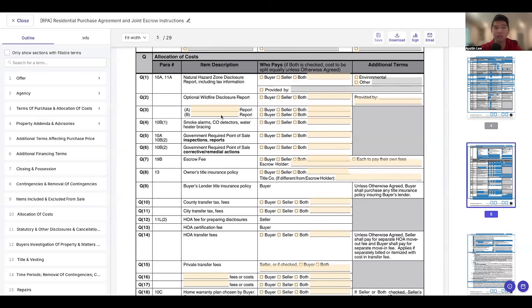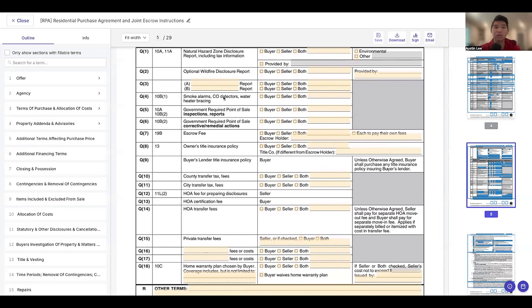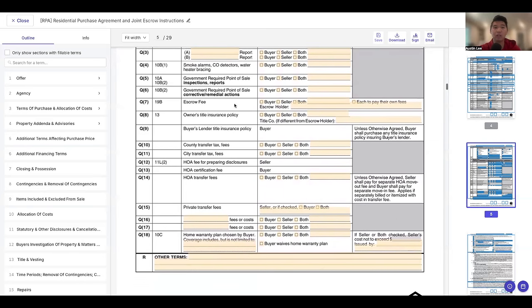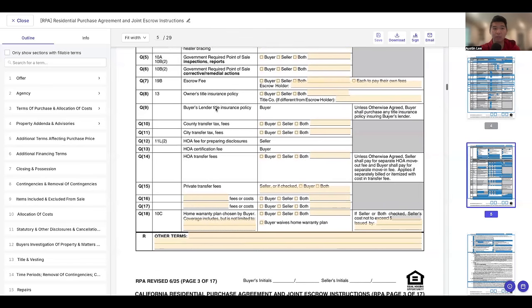So the A and B is for additional reports, smoke alarms, carbon monoxide detectors, water heater. This is just more disclosures regarding the property. Escrow fee, this is going to be decided by the escrow company. So the next thing is something like title insurance, lender title insurance policy.